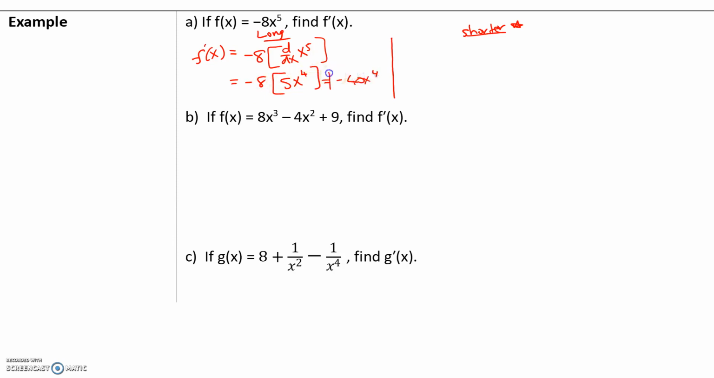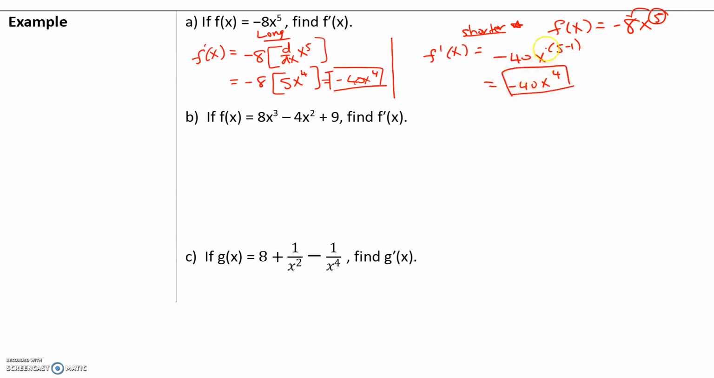The second way, the shorter way, if you want to find f prime of x, remember our original function is equal to negative 8x to the fifth. So the 5 multiplies with the negative 8. So that gives us a negative 40. And then we subtract 1 from the original exponent, which is going to be negative 40x to the fourth. And this is the method that we are going to be using because ultimately what's happening is you're just multiplying the negative 8 and 5. So we skip this middle step and just go straight to the multiplication by multiplying 5 times negative 8.